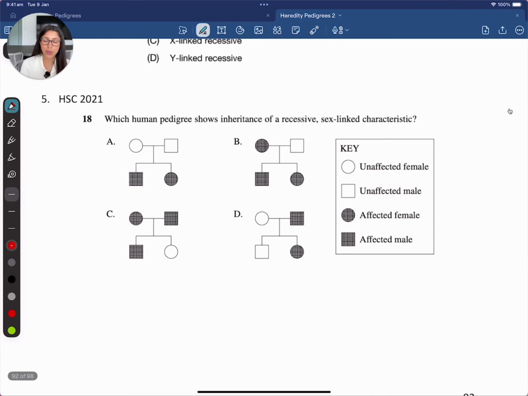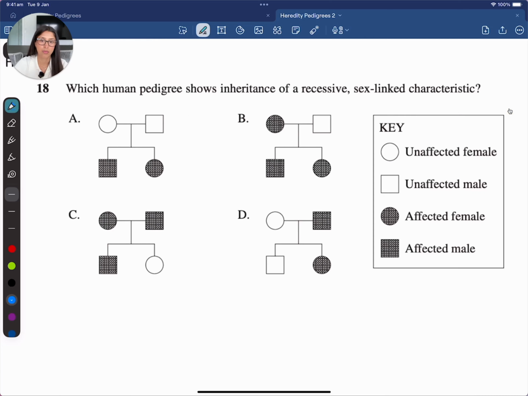All right, so in this next question, which human pedigree shows the inheritance of a recessive sex-linked characteristic? For this question, we're going to assume whenever we're looking at the genotypes that each of these pedigrees are showing us a sex-linked recessive condition. And the idea is that we're going to look for contradictions here as well. All right, so option number A.